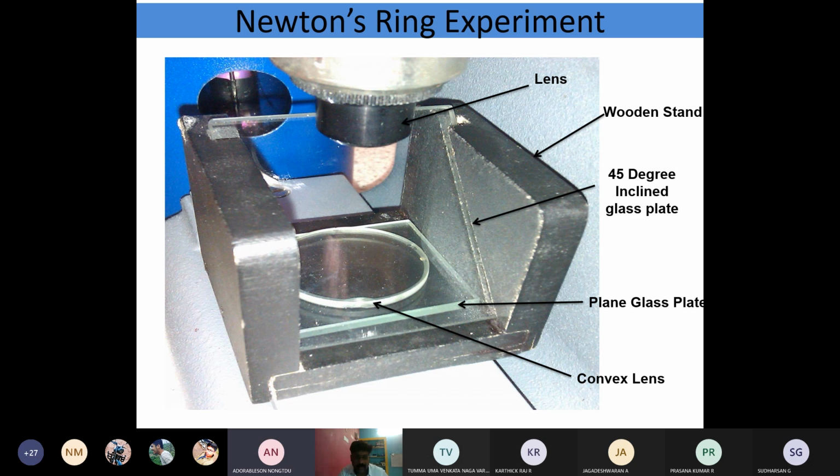In the wooden frame, a glass plate is inclined at an angle of 45 degrees. Inside it, we place a plano-convex lens over the glass plate. Then this entire setup is placed in front of the light source. The light falls on the 45-degree inclined glass plate, reflects, transmits, and when it falls on the bottom surface, it is reflected back again. The transmitted ray and the reflected ray are superimposed with each other, and as a result, with the help of the eyepiece, we view the interference pattern.